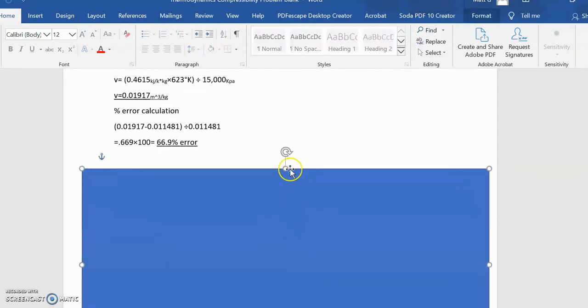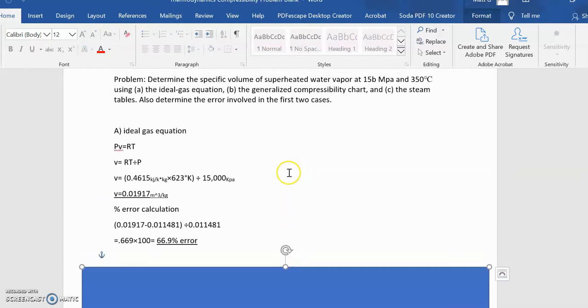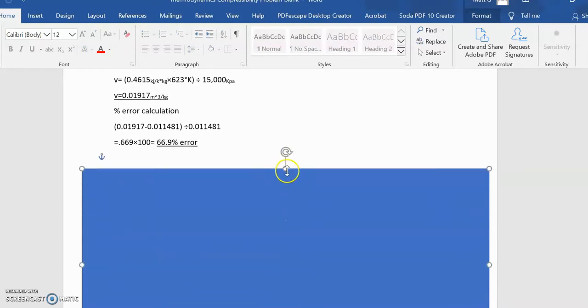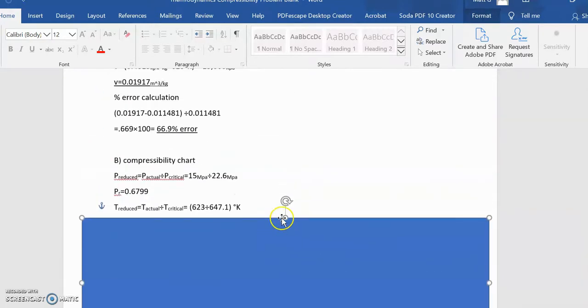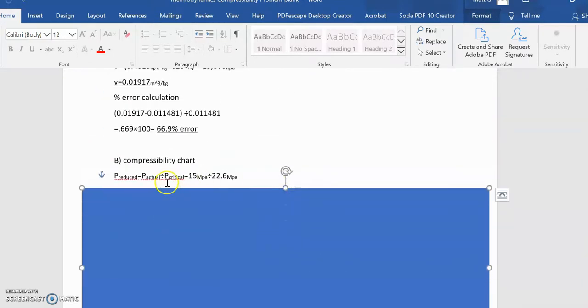So now we move on to part B. This is with the generalized compressibility chart. We get that the pressure reduced is the pressure that we actually have divided by the critical pressure, which is 15 megapascals divided by 22.6 megapascals.